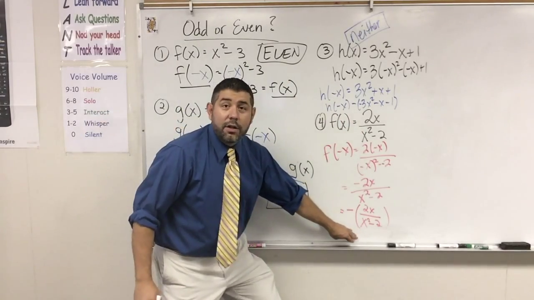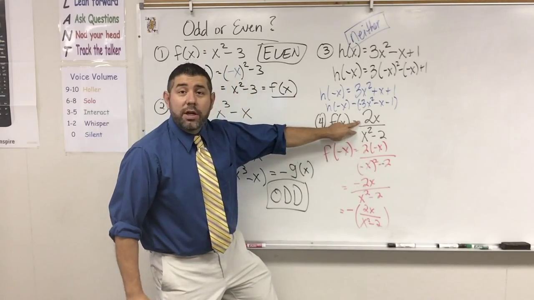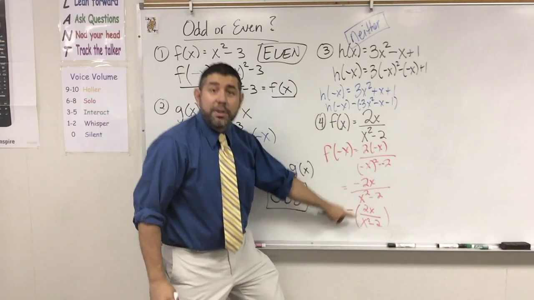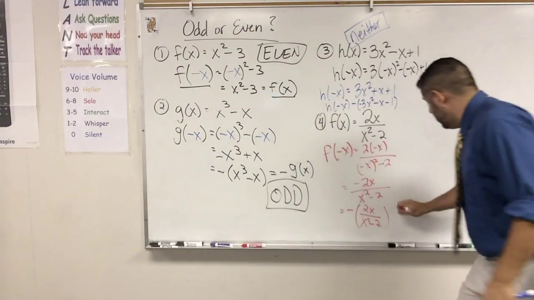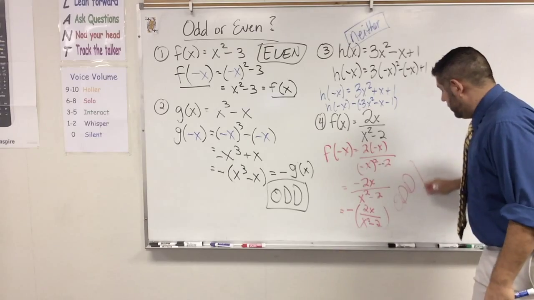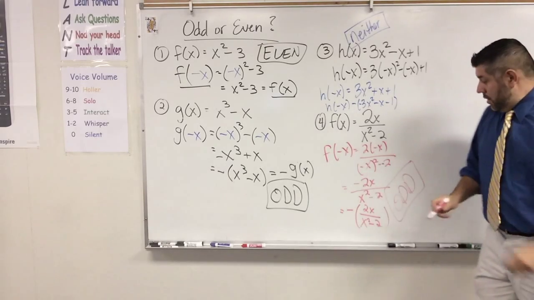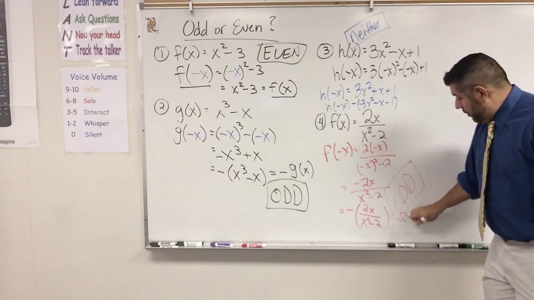Negative 2x over x squared minus 2, right? So this here is the same thing as what I started with, only negative, which means that it is odd. Yes, it's odd. This is an odd function, okay? Because this is equal to negative f of x.